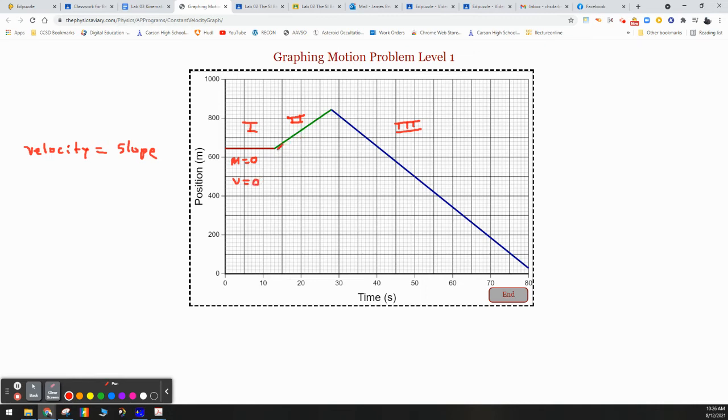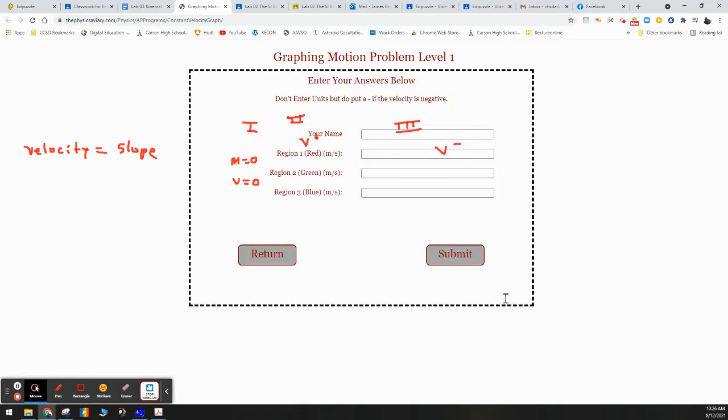Now look at region 2. This is a positive slope, so the velocity here is going to be positive. We have to find 2 points and find the slope of this line. Over here, this is a negative slope, so the velocity here is going to be negative. So find any 2 points and simply find the slope. Once we do that, we go back over to here, I hit end and plug in my name and the velocities in the various regions. Let me go ahead and hit pause and we'll start again.